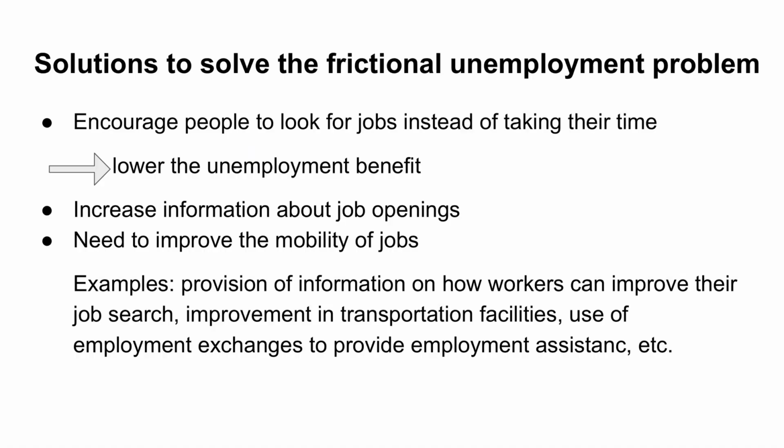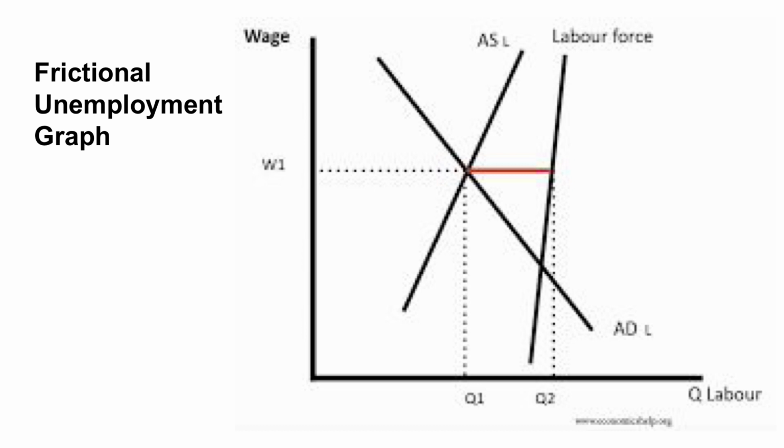So, what are the solutions to the problem? First, lowering unemployment benefits can encourage people to look for jobs instead of taking their time and becoming discouraged workers. Second is to increase information about job openings. And third, the situation can be improved through measures that improve the mobility of labor. For example, offer information on how workers can improve their job search. Governments can improve transportation facilities, use employment exchanges to provide employment assistance, and so on.